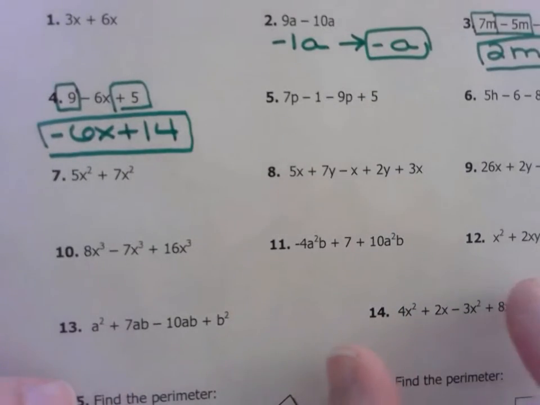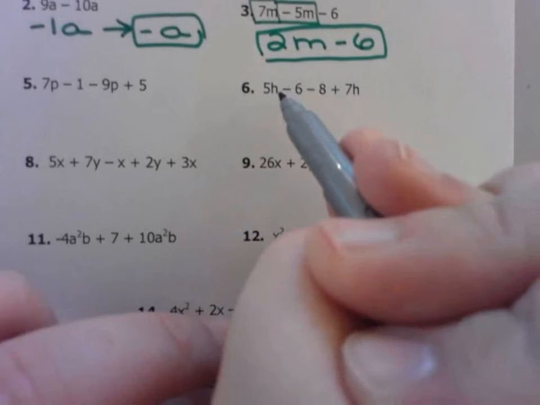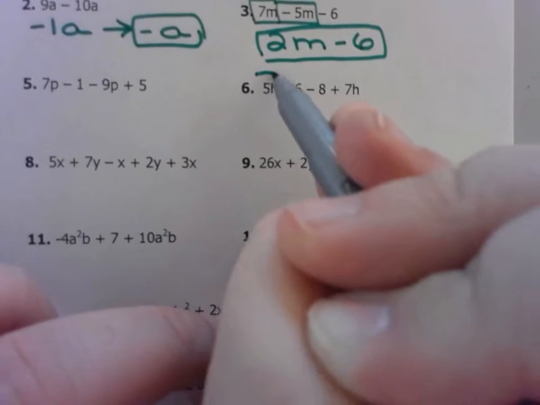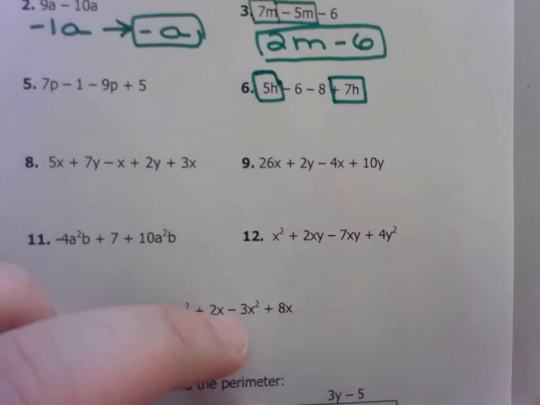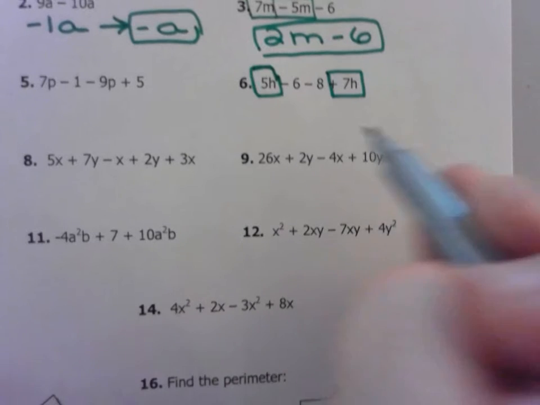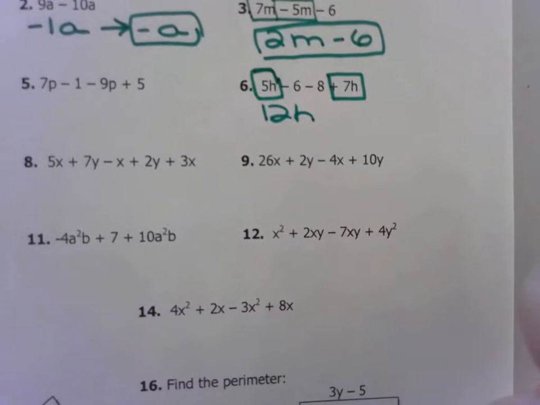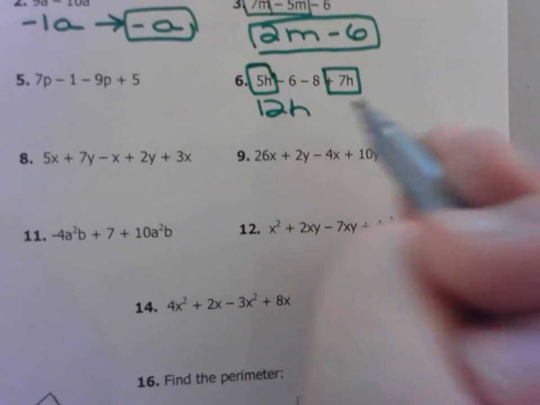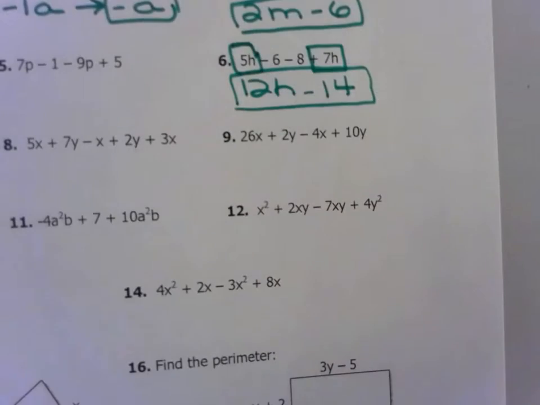Okay, let's look at number 6. What things can I combine, or what are my like terms for number 6? Negative 6 and negative 8. Okay, I usually start with variables. We'll do constants in a second. 5h plus 7h. What is 5h plus 7h? 12h. Now I can deal with my constants. What is negative 6 minus 8? Negative 14. I can't combine those because they both don't have h's, so that's my answer.